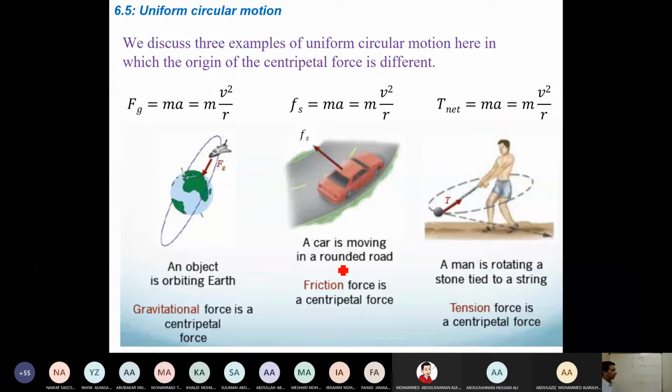All these three cases, gravitational force, frictional force, and tension force, are three different types of forces, but in all cases, the end formula for the centripetal force is the same: mass times v squared by r. And v squared by r, we know, is the centripetal acceleration. Okay.